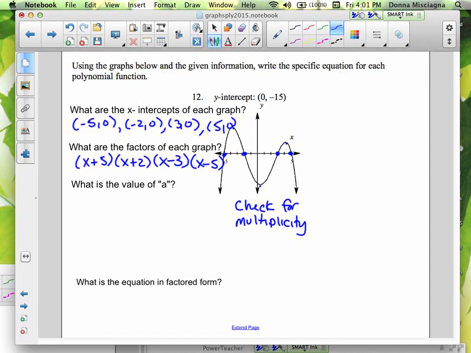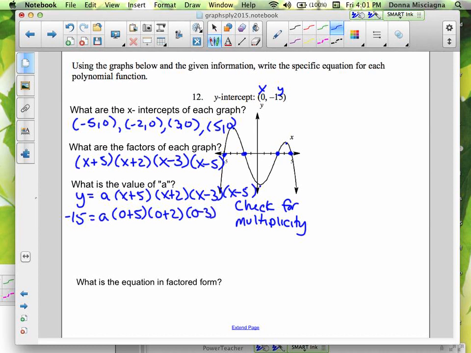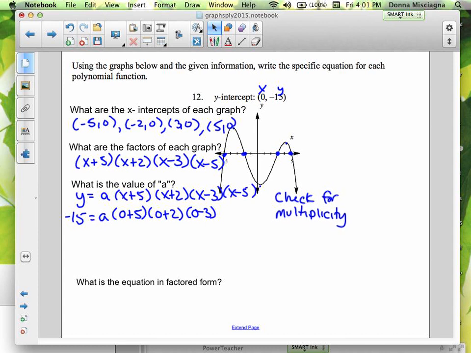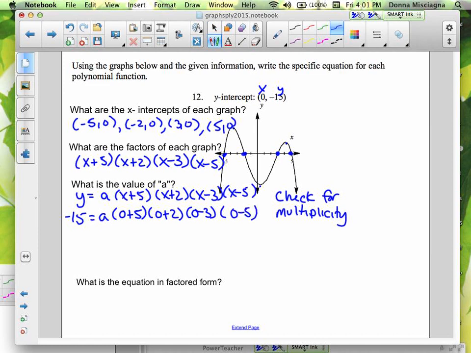All right, so we've got to find the value of a. So we're going to write y equals a times x plus 5 times x plus 2 times x minus 3 times x minus 5. All right, and we have 1 point, 0, -15. So -15 equals a times 0 plus 5, 0 plus 2, 0 minus 3. Oh, I shouldn't have checked for multiplicity right there. And 0 minus 5.